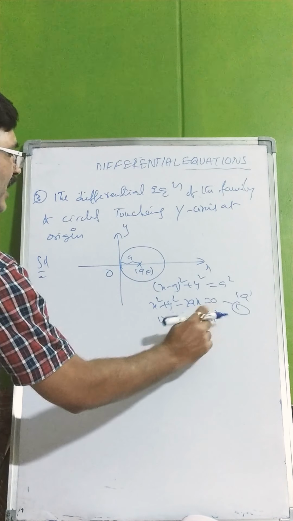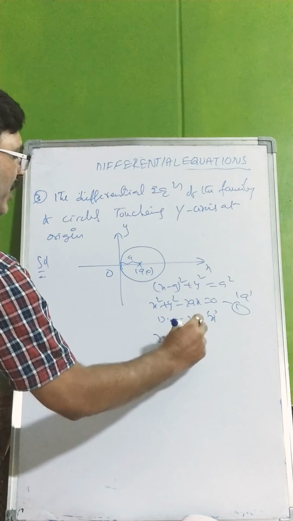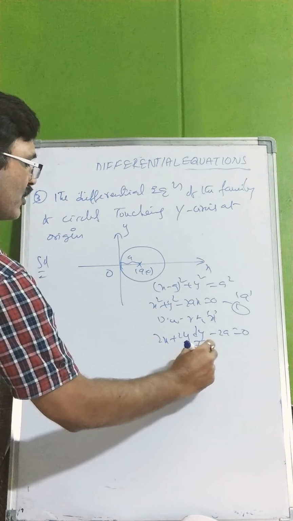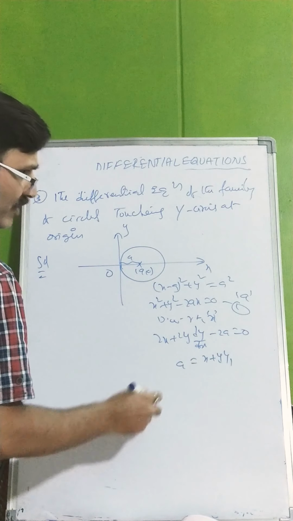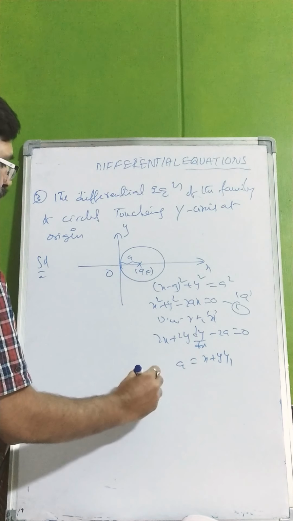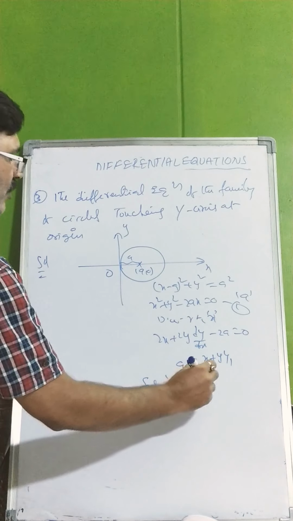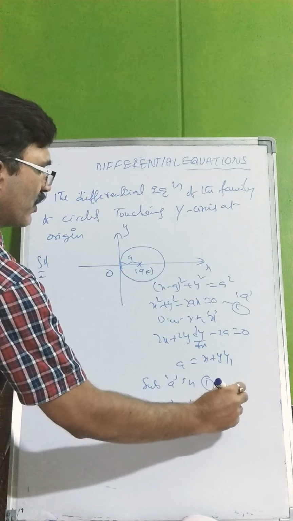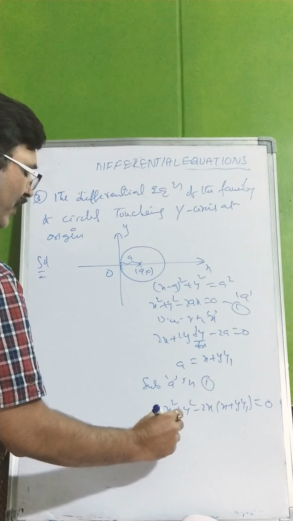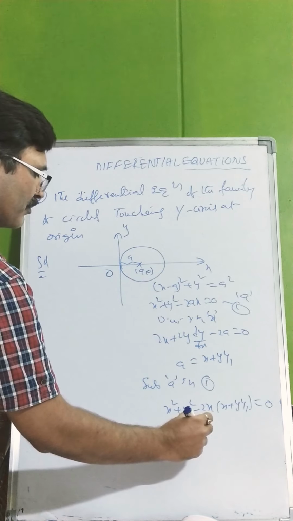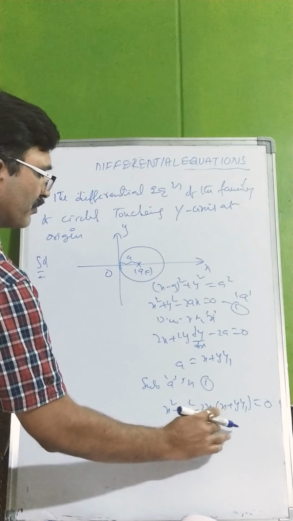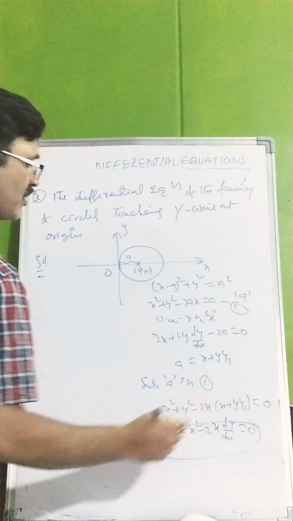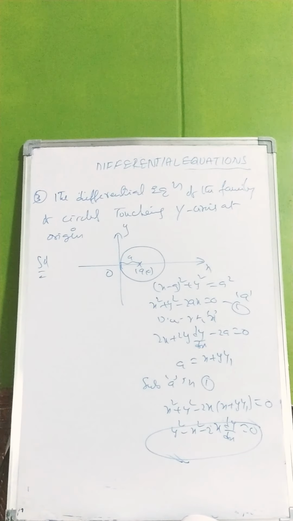Differentiate with respect to x. So 2x plus 2y dy by dx minus 2a is equal to 0, or a is equal to x plus y1, we will get. y1 you know very well. Substitute a in 1. So x square plus y square minus 2x into x plus y1 equal to 0. Or finally y square minus x square minus 2xy dy by dx equal to 0. This is your answer, like this.